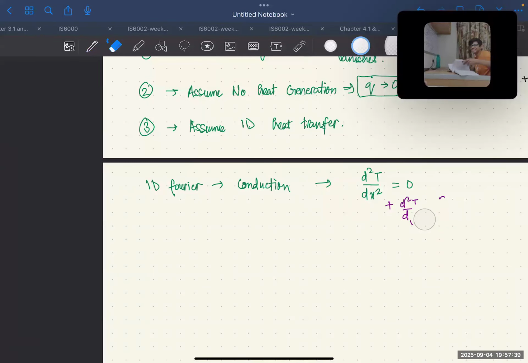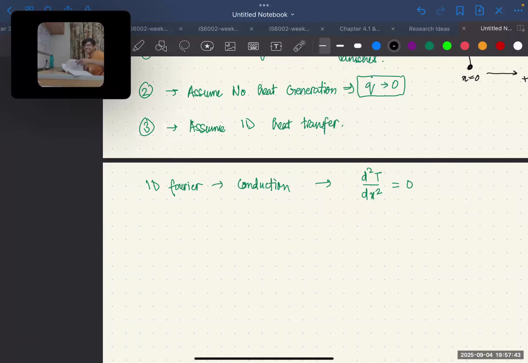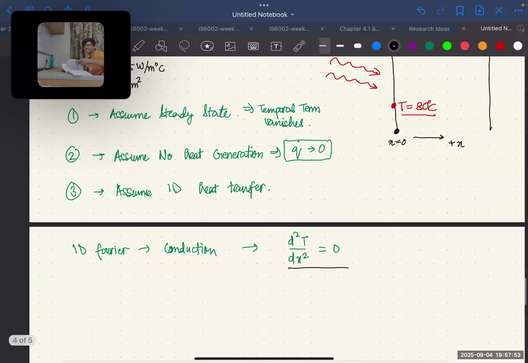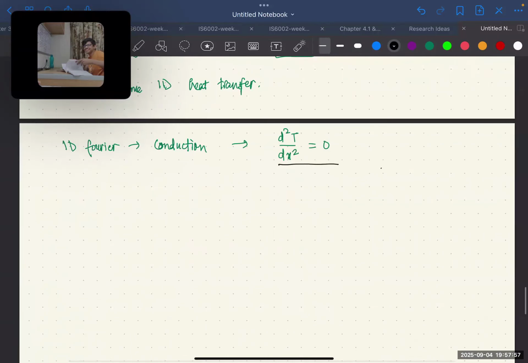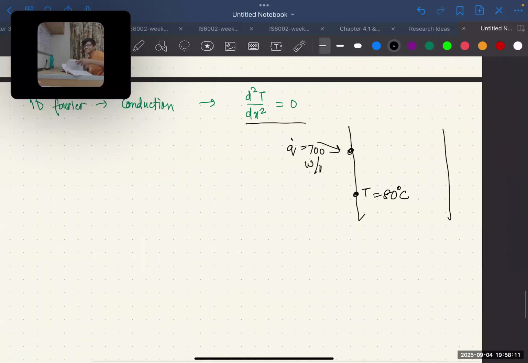Where is the eraser? Okay, coming back to my black ink. So this is the equation which we are going to use, right? Very simple equation. d square T over dx square is 0. I want this diagram as well here, so I'll draw it again. Here we have Q dot equals 700 watt per meter square and temperature equals 80 degrees Celsius.